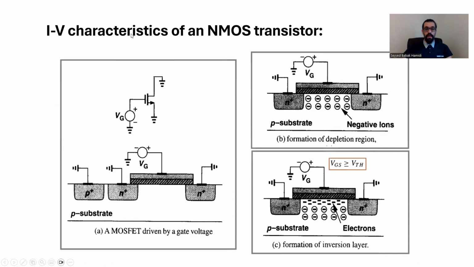Now we want to talk about the IV characteristics of this NMOS transistor. Imagine all 4 terminals of the transistor are grounded, no voltage. And we gradually put voltage on the gate terminal, slowly increasing the voltage on the gate terminal. What happens? Because there would be a positive voltage, positive electrical potential on the gate, the negative ions from the silicon substrate come to this gate terminal.